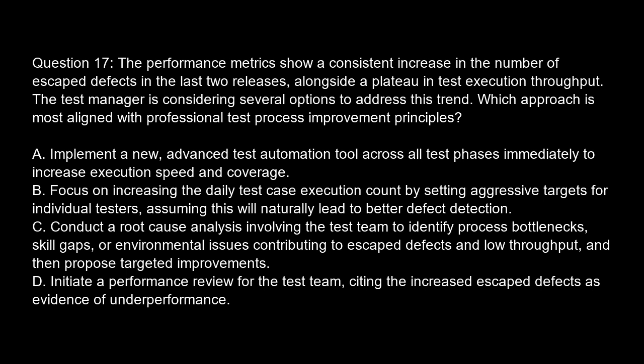Option A. Implement a new, advanced test automation tool across all test phases immediately to increase execution speed and coverage. Option B. Focus on increasing the daily test case execution count by setting aggressive targets for individual testers, assuming this will naturally lead to better defect detection. Option C. Conduct a root cause analysis involving the test team to identify process bottlenecks, skill gaps, or environmental issues contributing to escaped defects and low throughput, and then propose targeted improvements. Option D. Initiate a performance review for the test team, citing the increased escaped defects as evidence of underperformance.